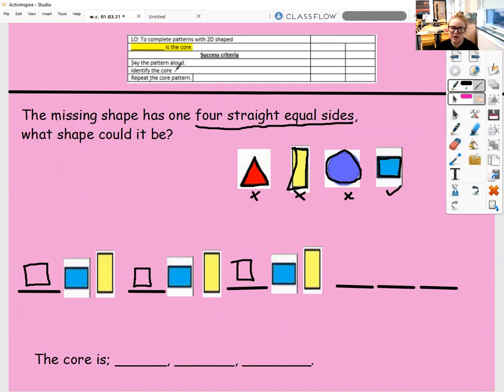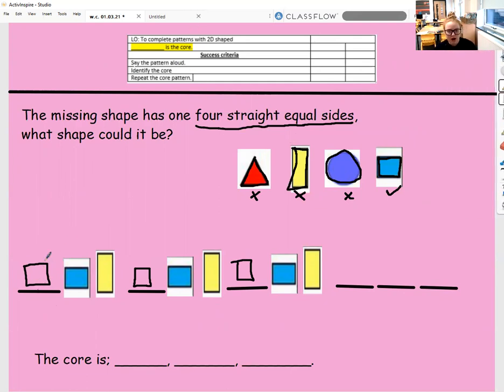So now I want to find my core, so I'm going to say the pattern aloud. Square, square, rectangle. Square, square, rectangle. Square, square, rectangle.